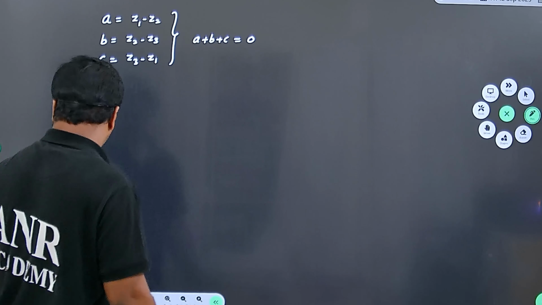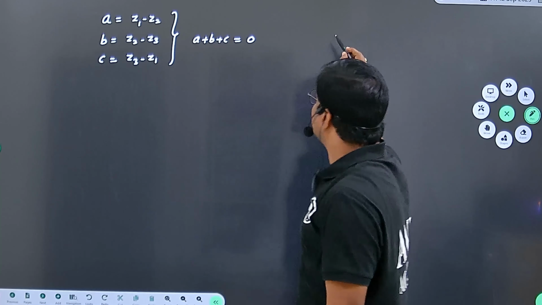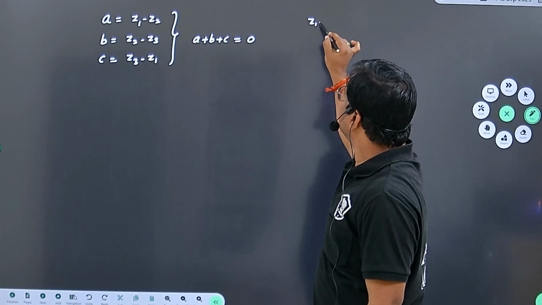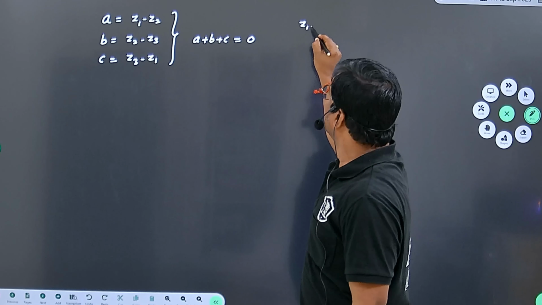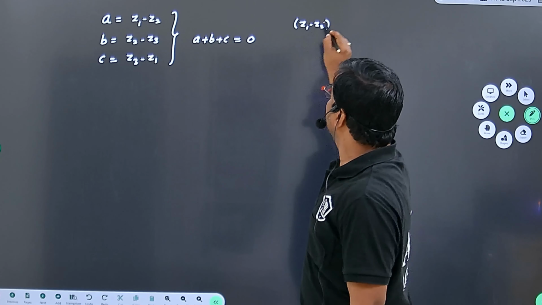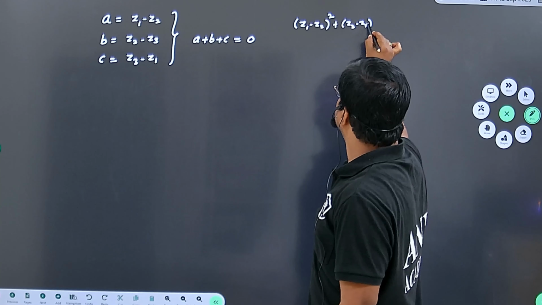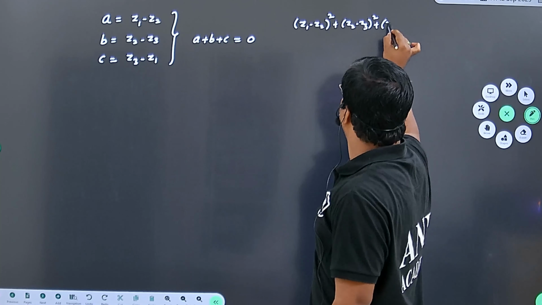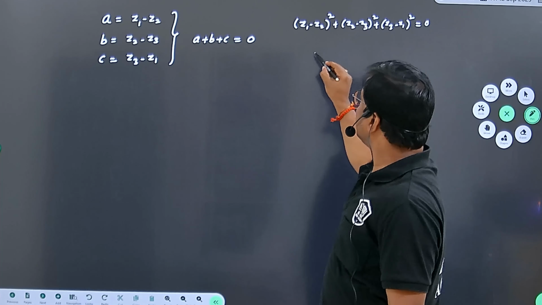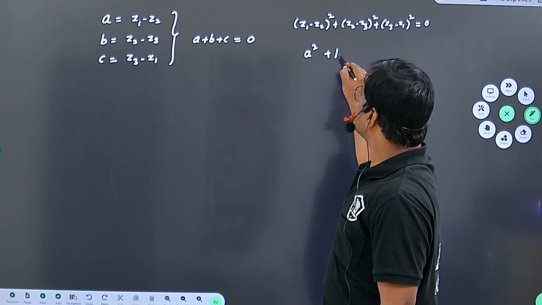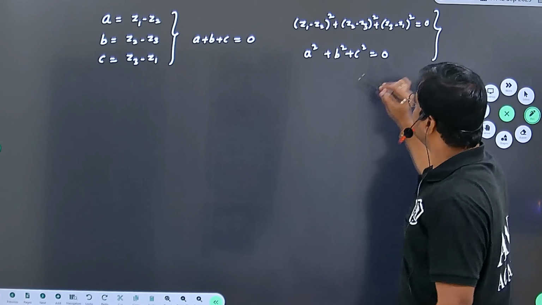And also you have the second result. What does the second result say? From the second result, z1 minus z2 whole square plus z2 minus z3 whole square plus z3 minus z1 whole square is 0. That is, a square plus b square plus c square is 0.